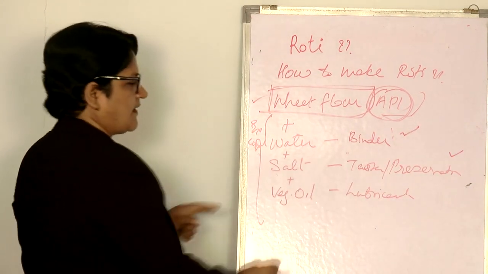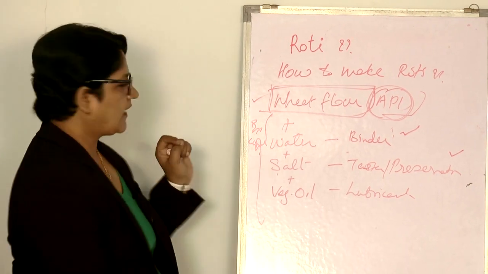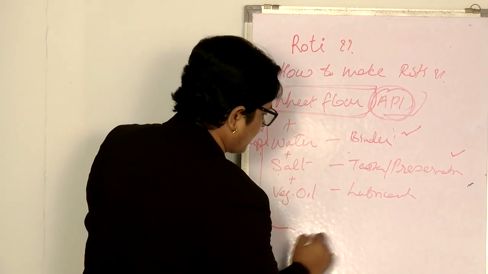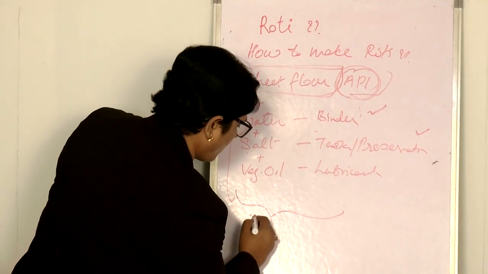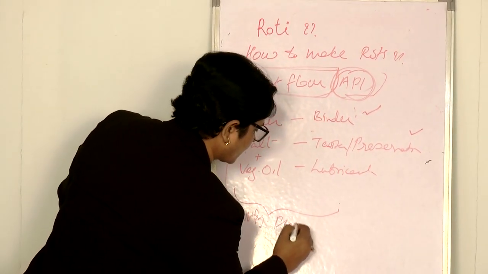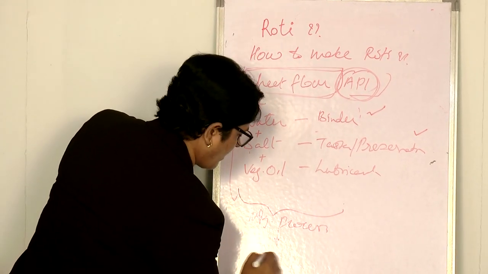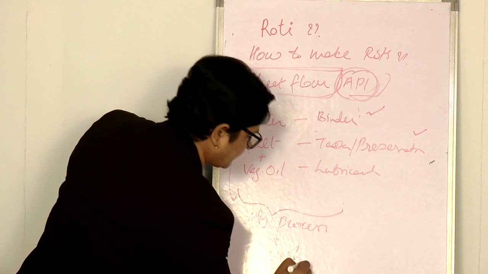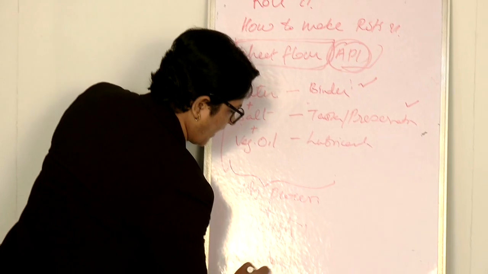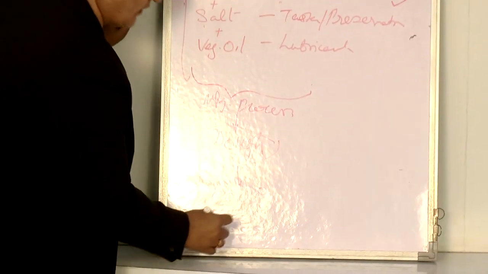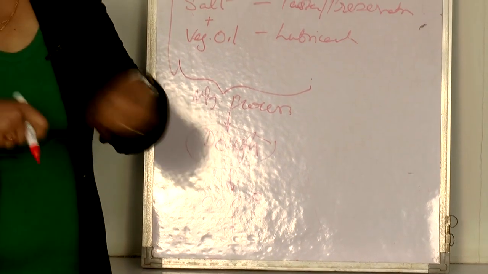Water acts as a binder, salt acts as a taste enhancer or preservative, and vegetable oil acts as a lubricant. When we mix all these ingredients along with the API, that is called the manufacturing process, correct? You mix it, then you form a dough. When you form the dough, the next process is you make small balls out of it, and then roll it.